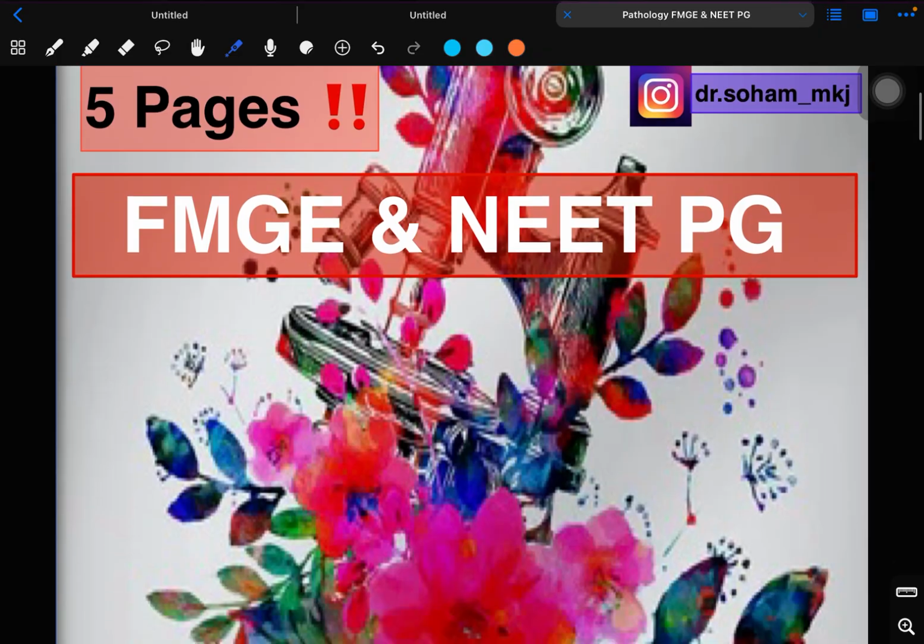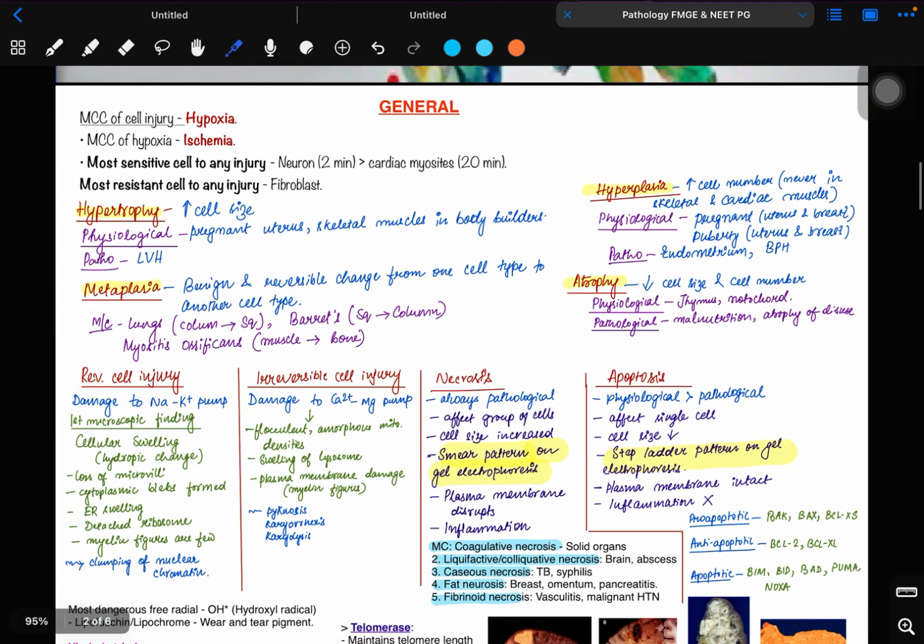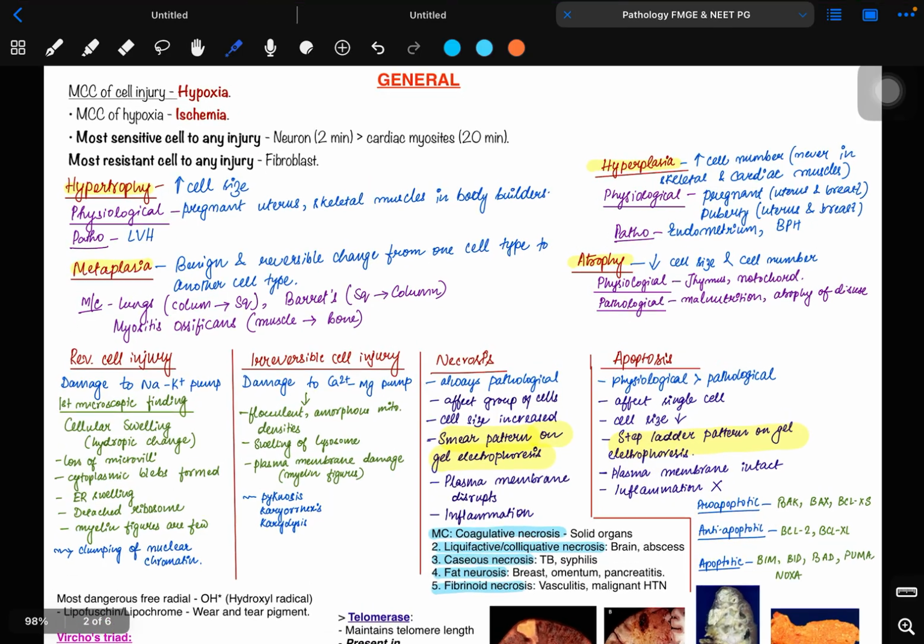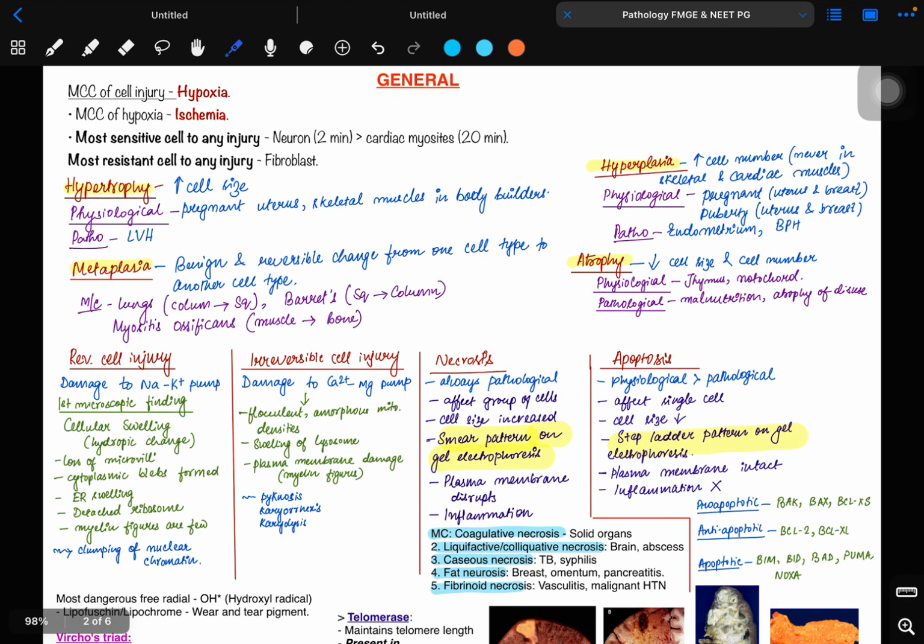So let's get started. So we'll start with general pathology, and these are very high yield points. You need to remember each of the points, okay? So the most common cause of cell injury is hypoxia. The most common cause of hypoxia is ischemia. Most sensitive cell to any injury is the neuron, and the time is 2 minutes. And after that, the cardiac myocytes are 20 minutes, okay? The most resistant cell to any injury is the fibroblast.